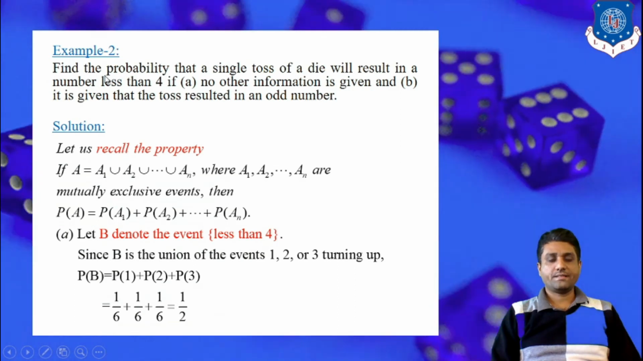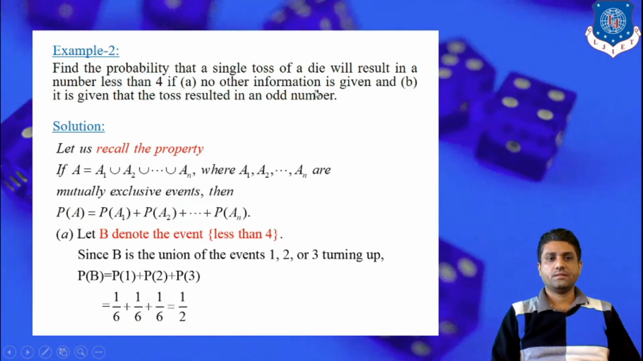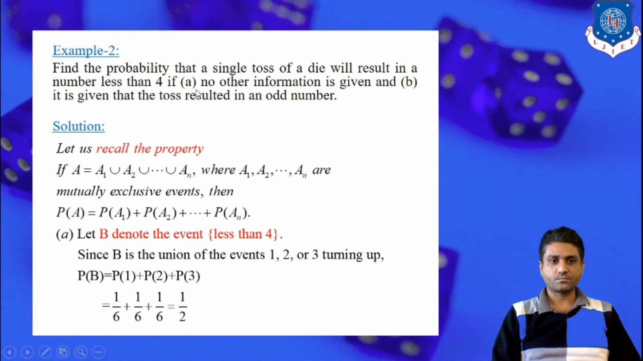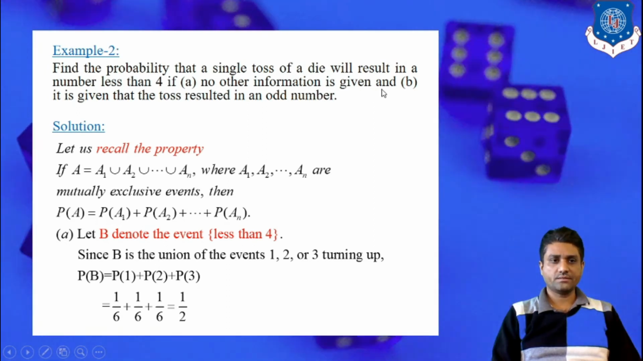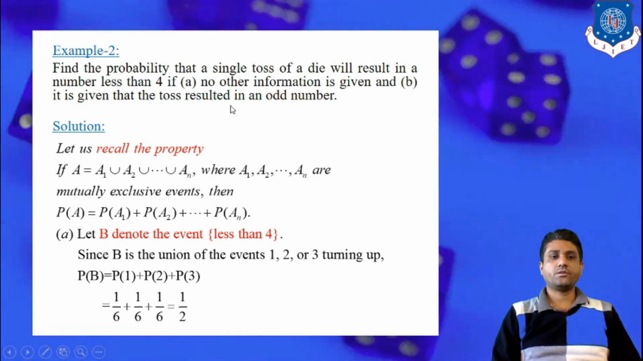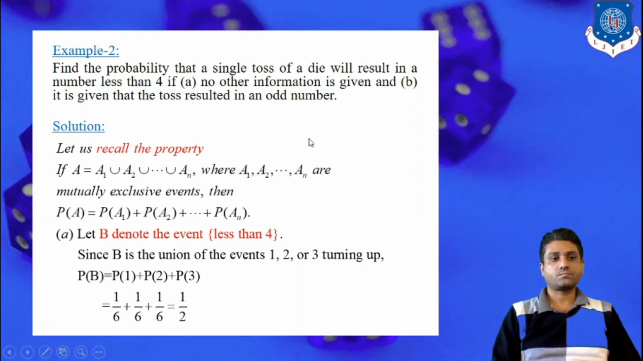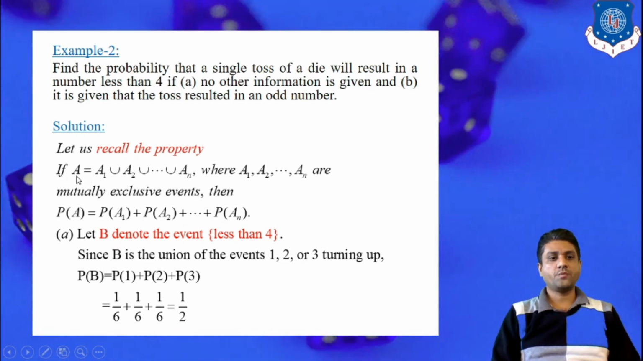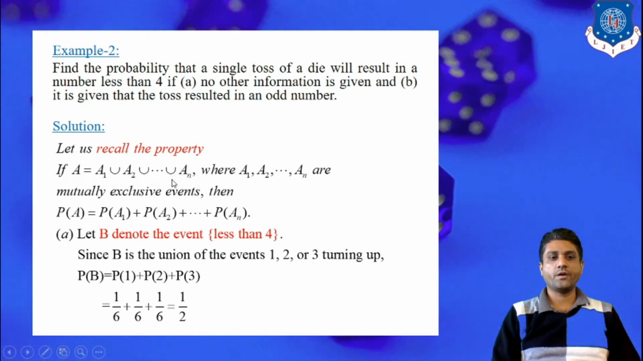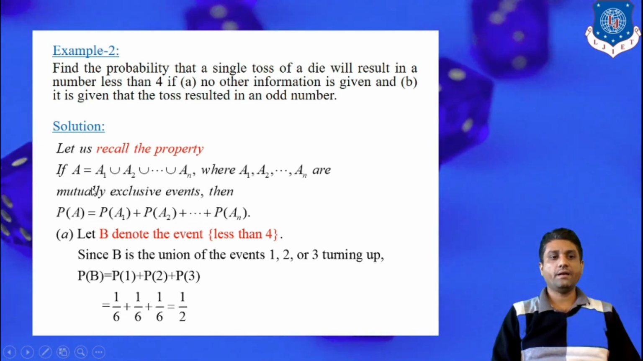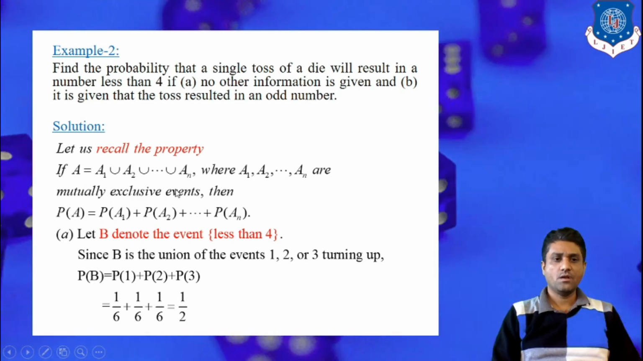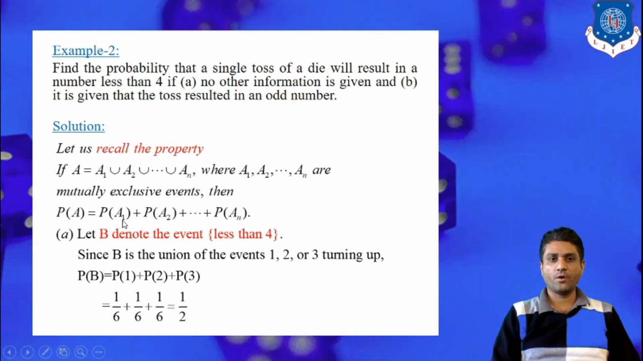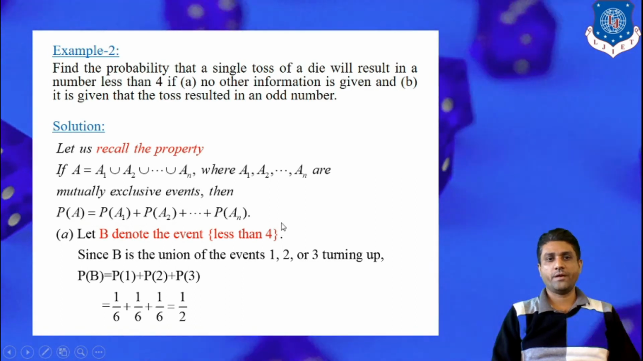Let's see a particular example. Find the probability that a single toss of a die will result in a number less than 4 if no other information is given. In the second option, it is given that the toss resulted in an odd number. We use the basic property: say event A is a combination A1 union A2 union up to AN, where each Ai are mutually exclusive events. So probability of A is probability of A1 plus probability of A2 plus up to probability of AN.